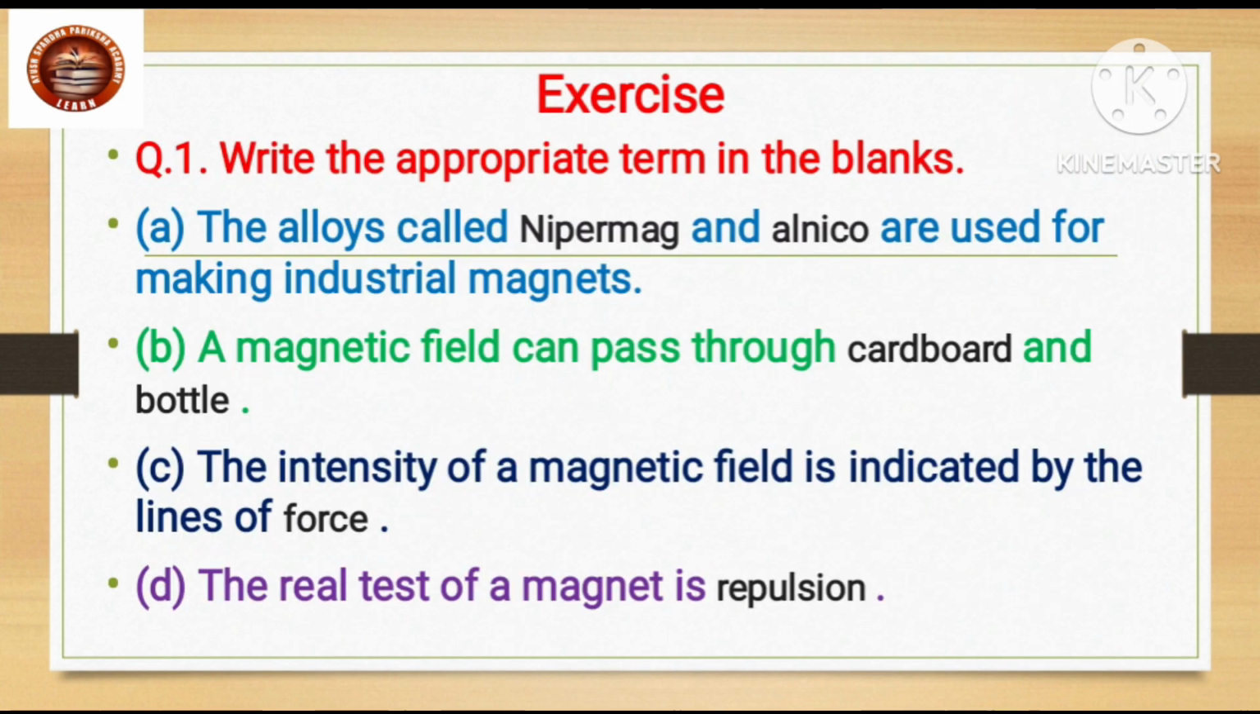Now we are going to solve an exercise. Question first, write the appropriate term in the blanks. The alloys called nipermag and alnico are used for making industrial magnets. A magnetic field can pass through cardboard and bottle. The intensity of a magnetic field is indicated by the lines of force. The real test of a magnet is repulsion.